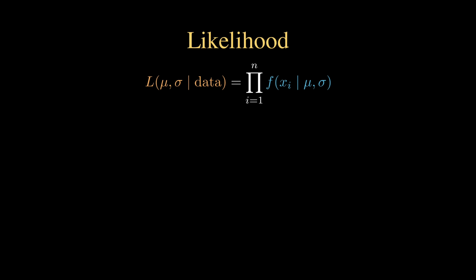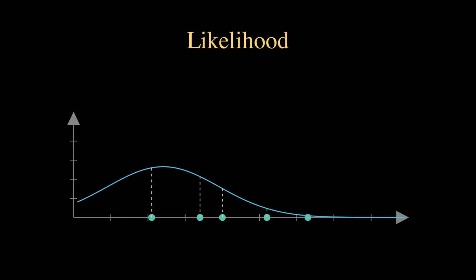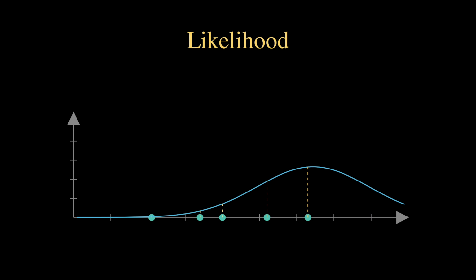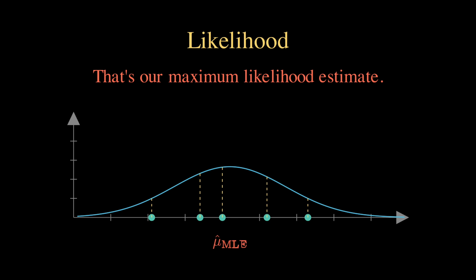The likelihood is the product of all those individual densities. For a specific mu, we read off the height at each data point, multiply them together, and get one number. Now, if we do this for every possible mu, we trace out the likelihood function. And the peak of that curve, that's our maximum likelihood estimate.